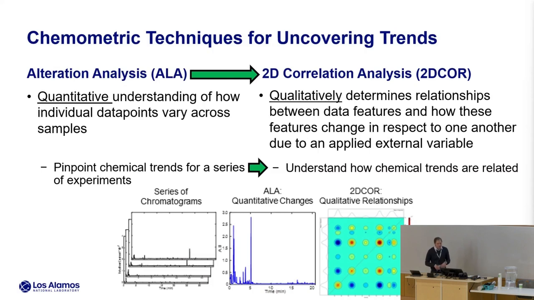The first one, alteration analysis, is a quantitative understanding of how individual data points vary across samples. I'm going to give some examples here. And then we have 2D correlation. Once we've quantitatively identified what's changing in our chromatogram, we can then understand the relationship between those changes. So if compound A turns into compound B, which splits and turns into compounds C and D, we can say, hey, all 4 of those are related, and we can explore that relationship.